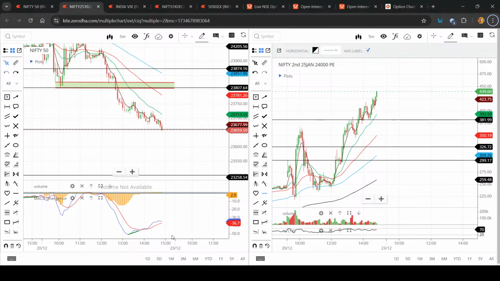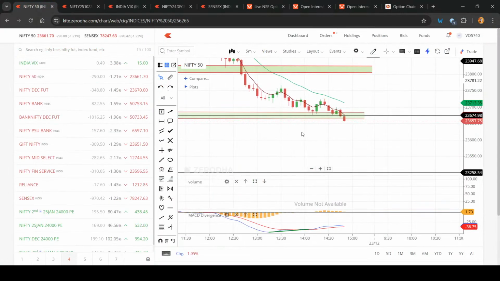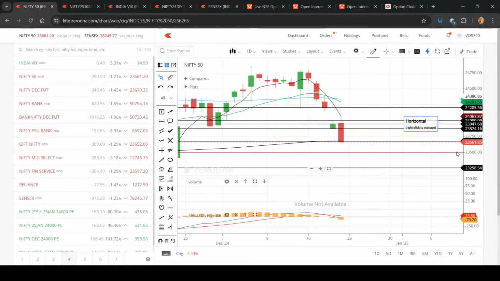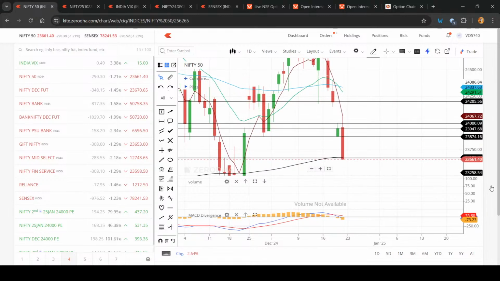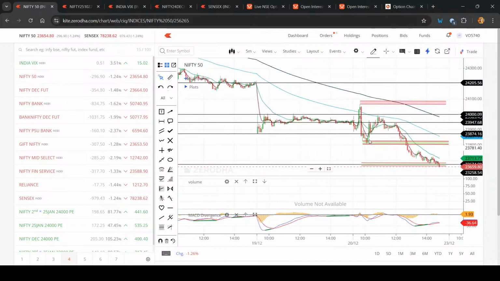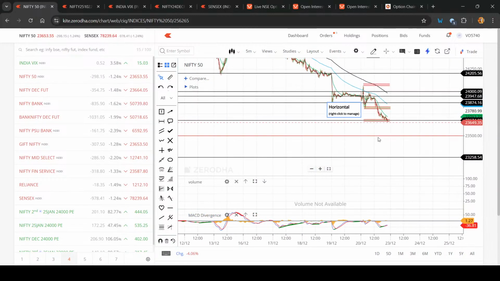All right, so we have successfully broken the level of, if I go to 200 DMA, right? Just one second. Right, we have broken it, traders, but I'm not sure post the 3 p.m. that will it come back. I think high probability is forming that it will come back up again, right? If at all the next 5 minutes we are not seeing 23,600, right? So let's see what price action comes in now, right?